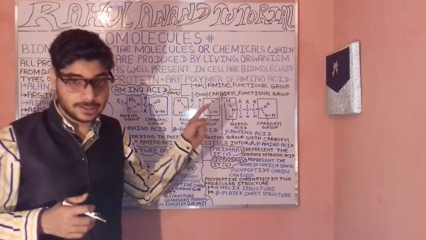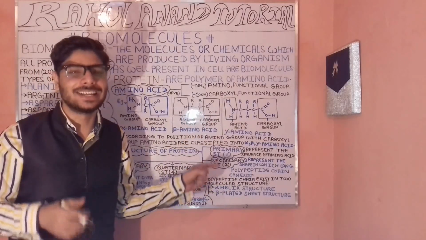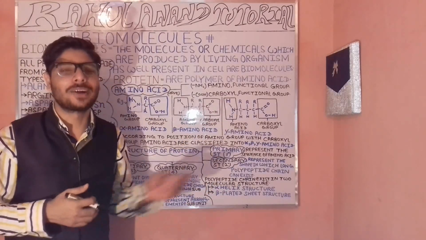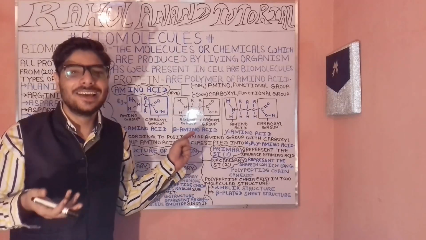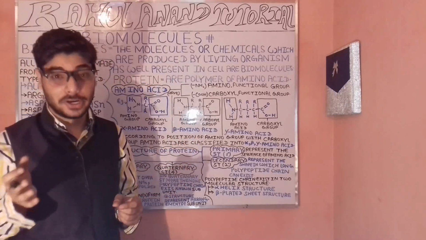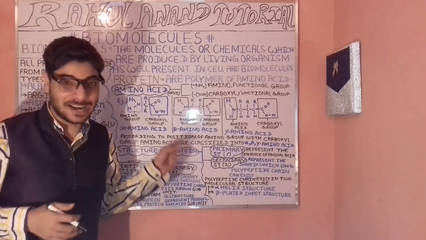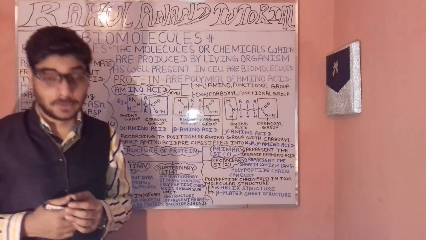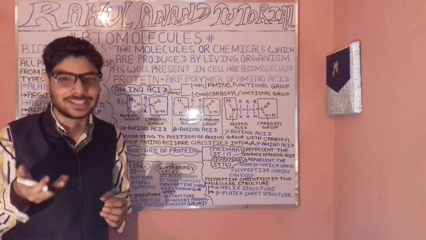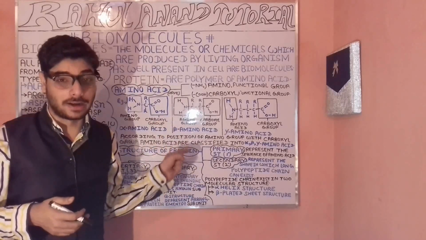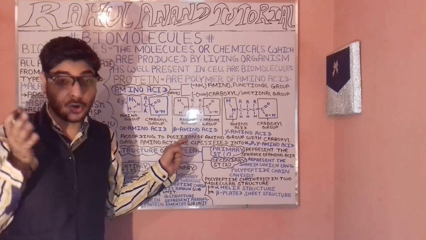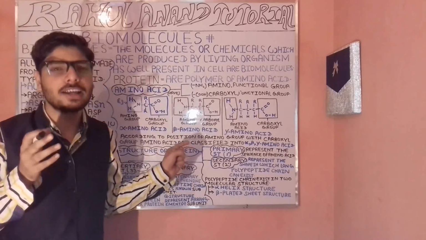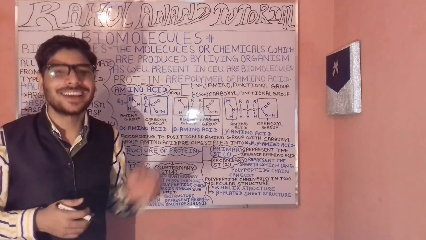Now we will understand the protein case. What are proteins? Proteins are polymers of amino acids. Let's try to understand what amino acids are. When we talk about the amino acid, you have to understand two facts. It is composed of two things: amino plus acid.